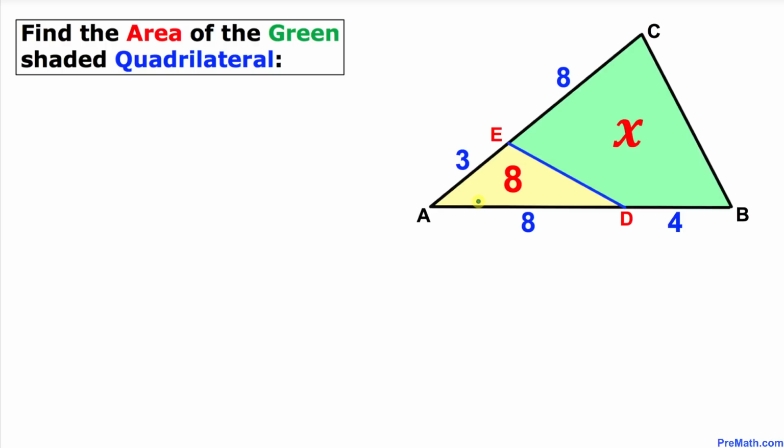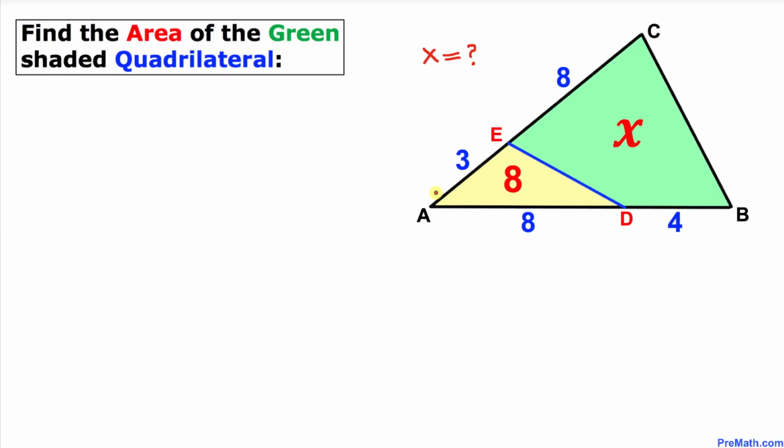In this tutorial, we have these two triangles. One of them is the yellow one, ADE, whose area is 8. Moreover, the side lengths of triangle ABC are given, as you can see in this figure, as 8, 4, 8 and 3. Now we are going to find the area of this green shaded quadrilateral, which we call x. So we are going to find the value of x.